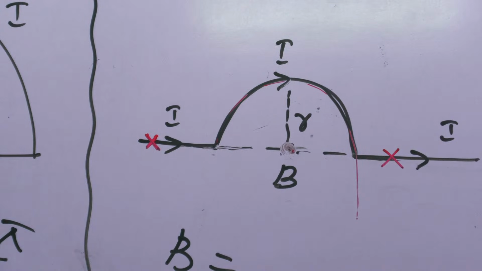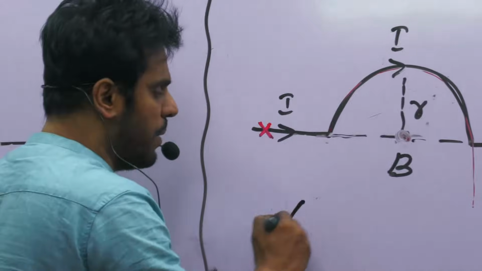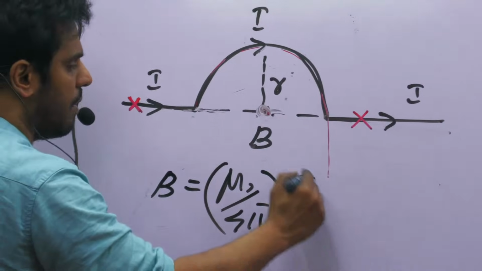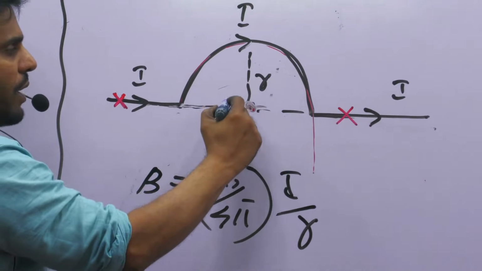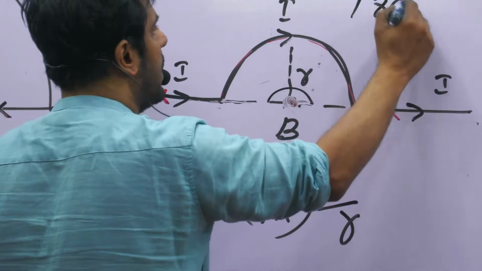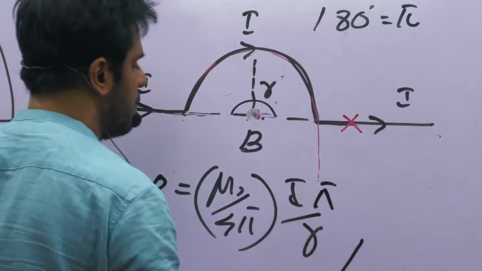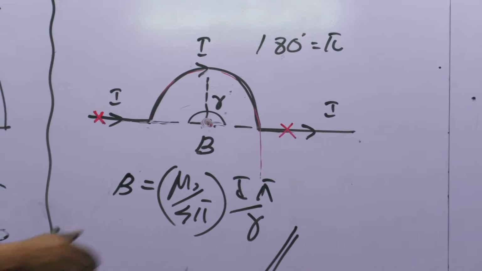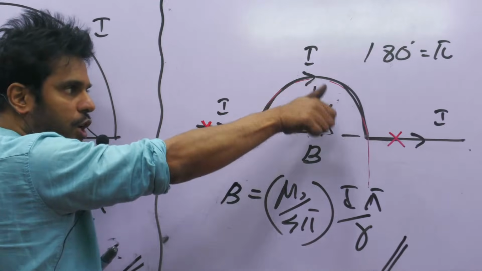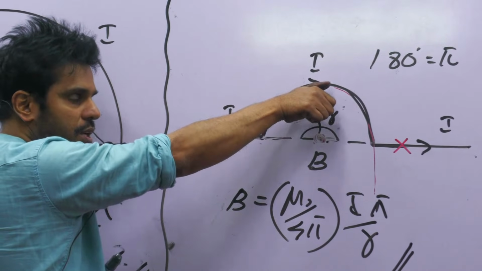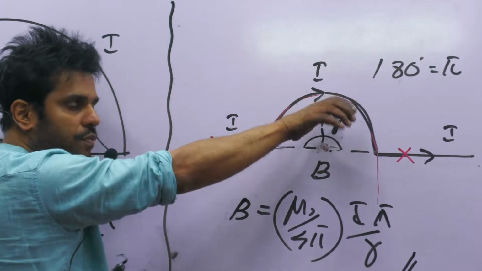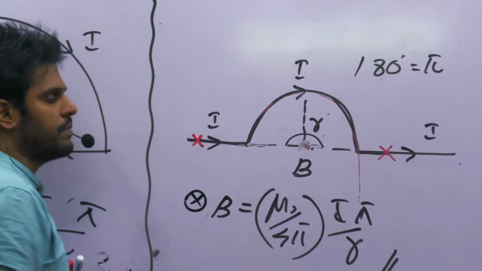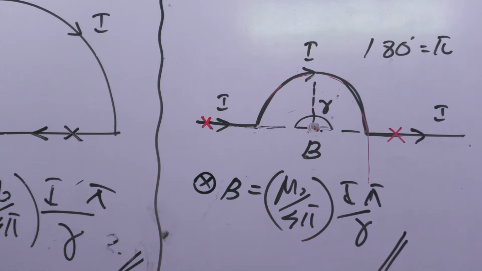So everyone knows that equation. Equation is B equals mu naught divided by 4 pi, I theta divided by r. Theta means 180 degrees here, 180 means pi in radian. Now this should be the answer. Check whether it is correct. Now everyone, you have to find the direction also. Now keep your thumb for the current direction here and check the direction of magnetic field at center like this. So it gives plus. That's it. It is very, very easy.